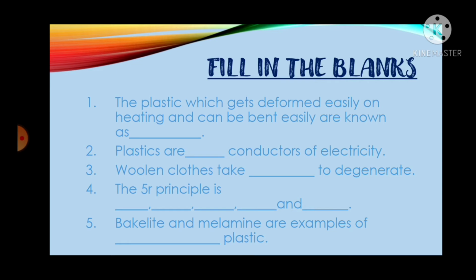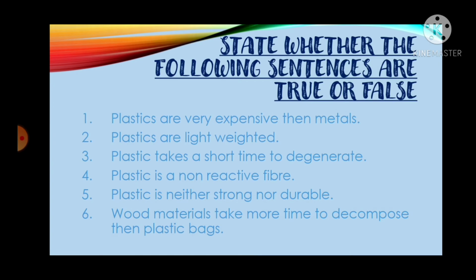Now, let's go towards the next question, that is, state whether the following sentences are true or false. First is, plastics are very expensive and more expensive than metals. So this is false because metals are more expensive than plastic and plastic is rather cheaper than metals. The answer would be false. Second is, plastics are lightweight. This is true. Plastics have a characteristic of light weight.